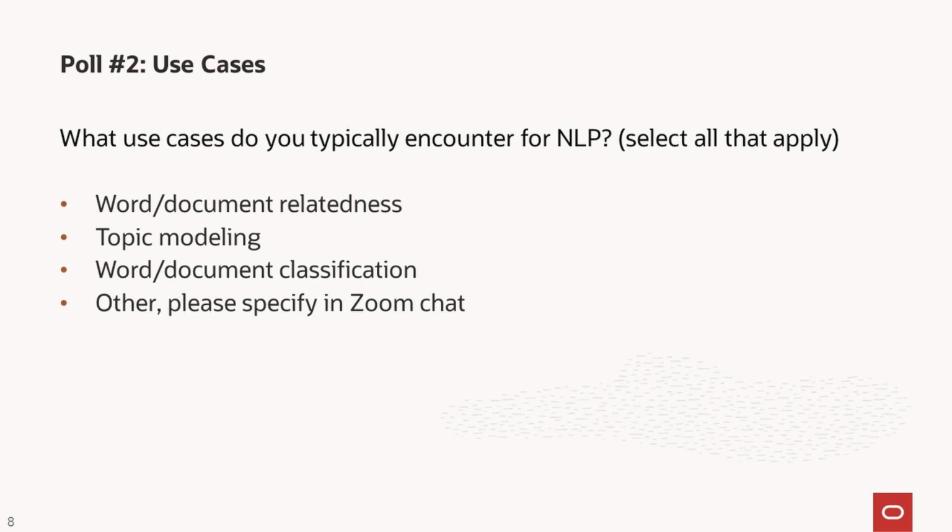Okay, it looks like an even split between word or document relatedness and classification, and then about 27% for topic modeling and 15% with other. If you'd like to share that with us, you can put that in the chat and that will go to just Miles and I.